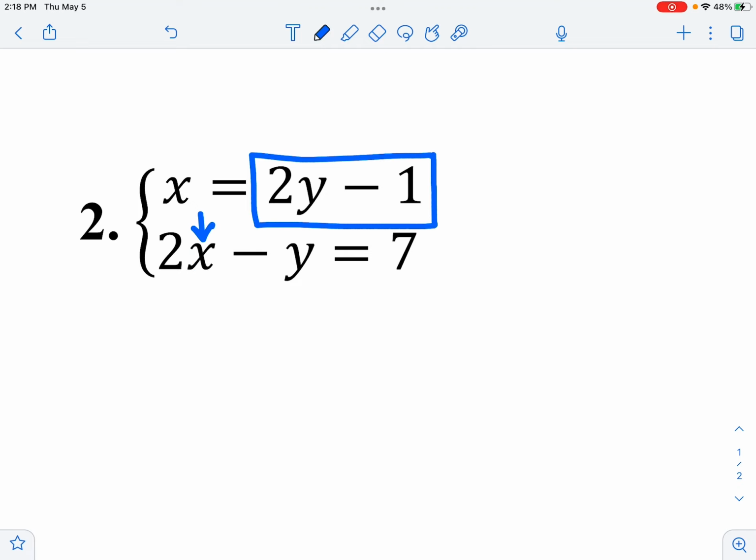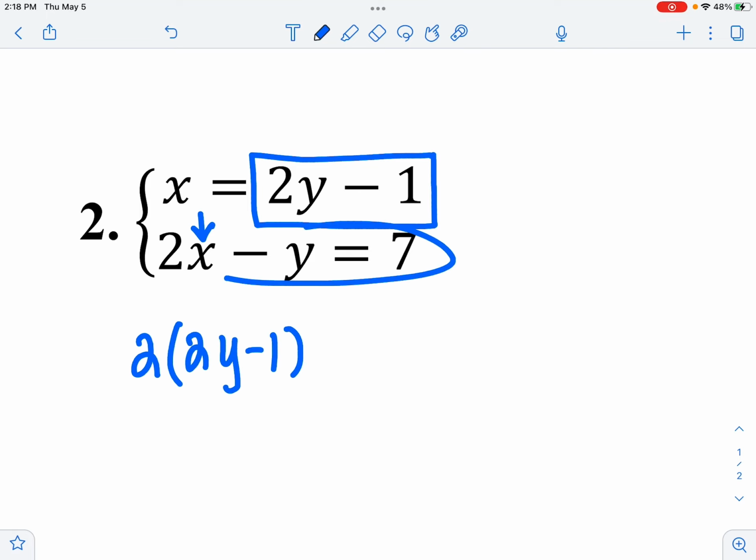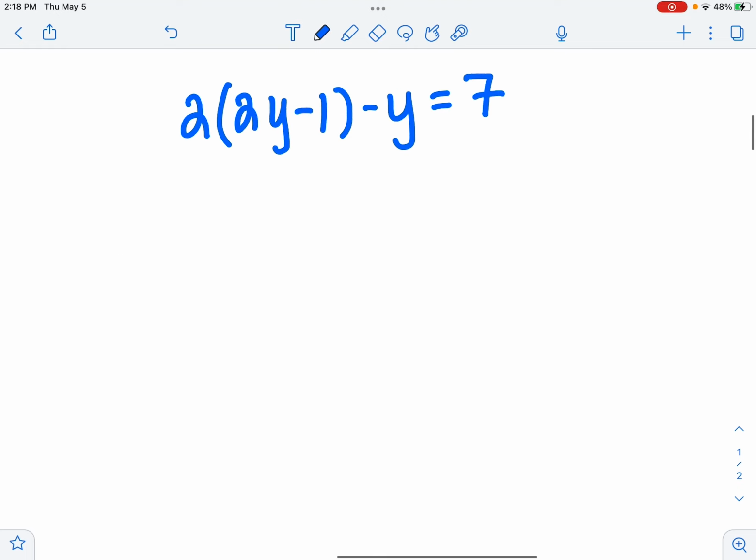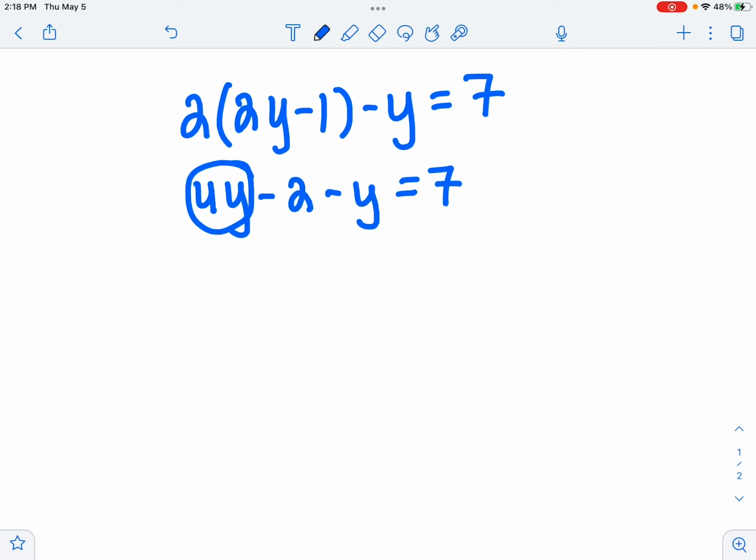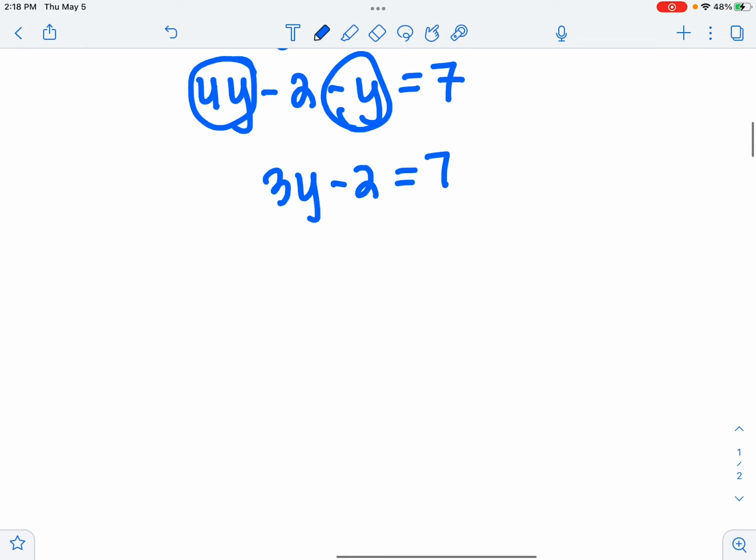All right, so let's go ahead and do that. 2 times, instead of writing x, I'm going to write 2y minus 1. And now I'm going to continue to write the rest of this equation: minus y equals 7. So now I'm going to solve this equation that doesn't have an x and a y, it just has y's. Distribute your 2. 4y minus 2 minus y equals 7. Combine your like terms. 4y and negative 1y is 3y minus 2 equals 7. Add 2 to both sides.